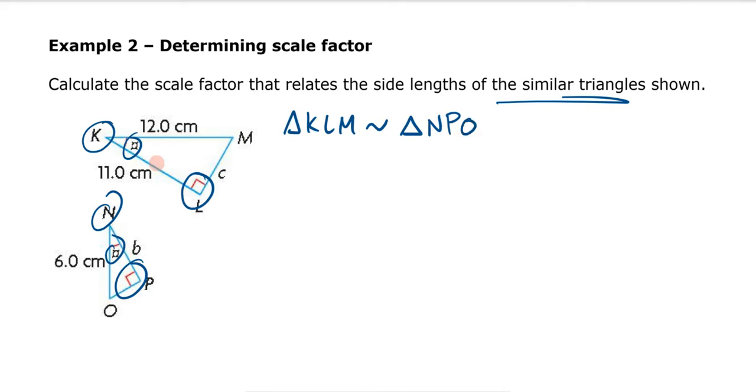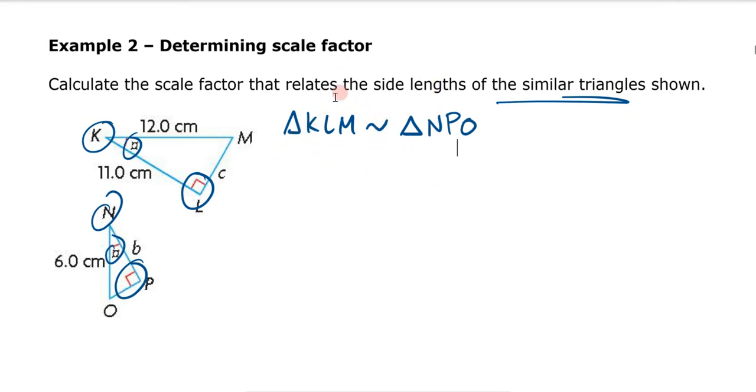That's how you have to properly write it. So you just can't say NOP or PON. It has to be NPO to match with the KLM that I wrote in this order in the first triangle. So triangle KLM, the triangle formed by connecting KLM, is similar to the triangle formed by connecting NPO.